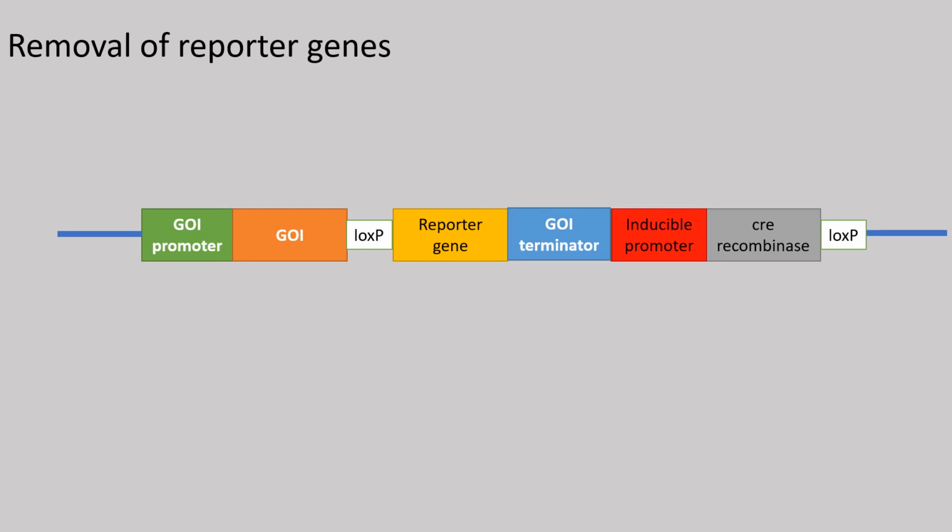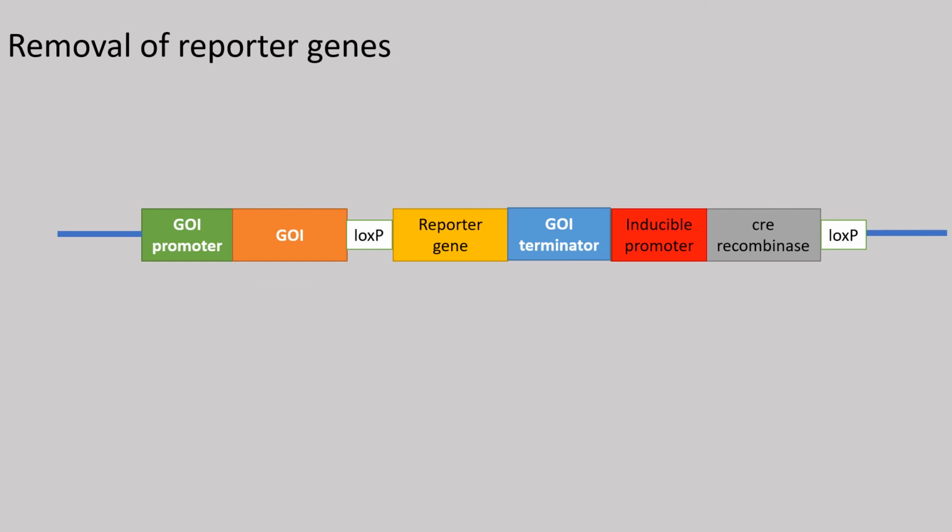One way to remove a reporter gene is to use a more complex gene construct, in which in addition to the 4 basic elements, there are also restriction sites in between which are placed the reporter gene, a recombinase gene associated with an inducible promoter, which is activated after exposition to a chemical substance.